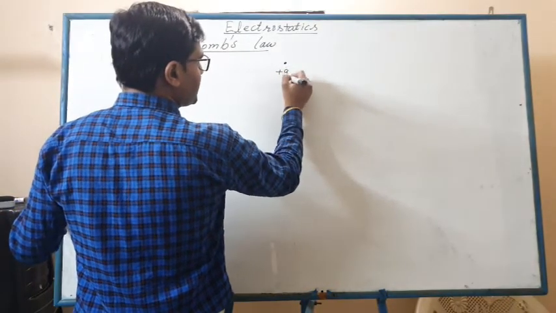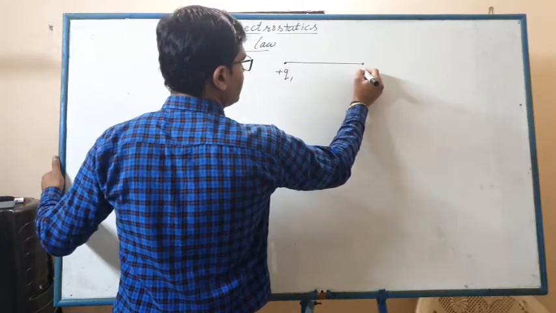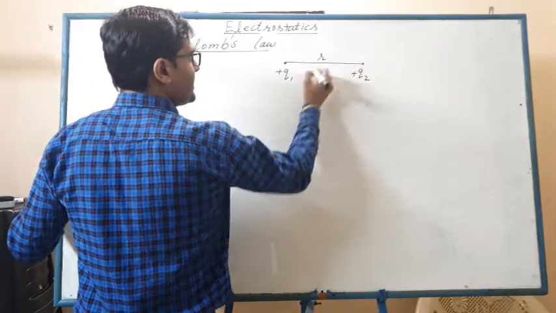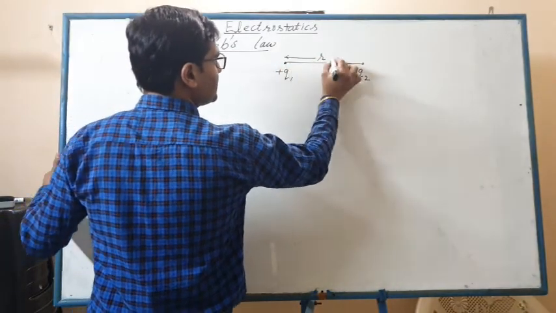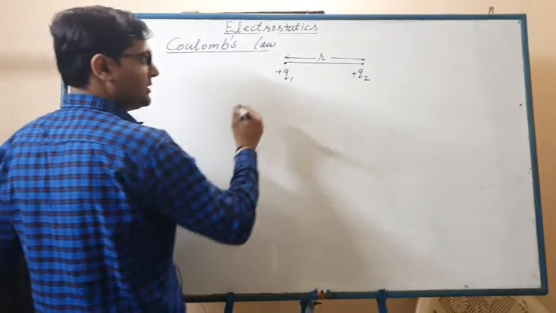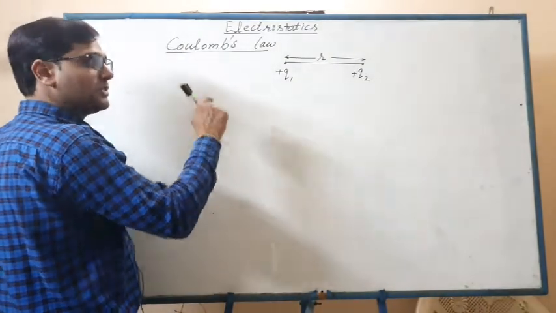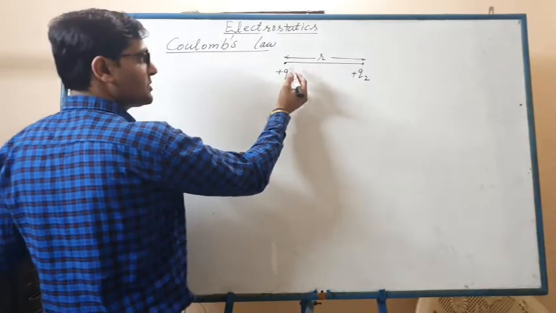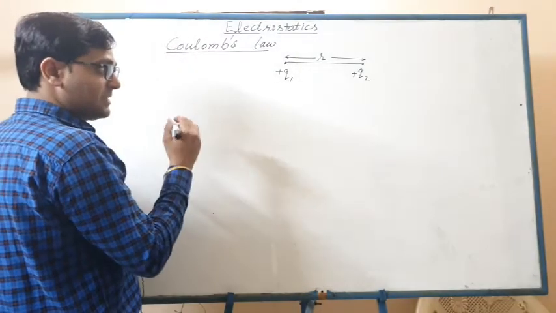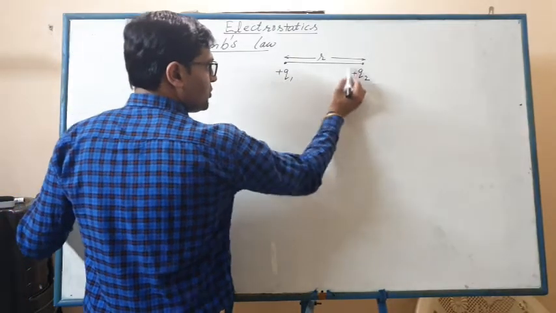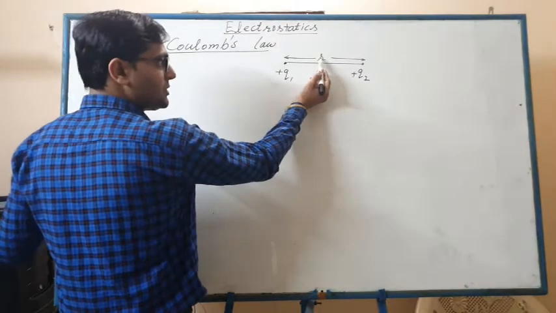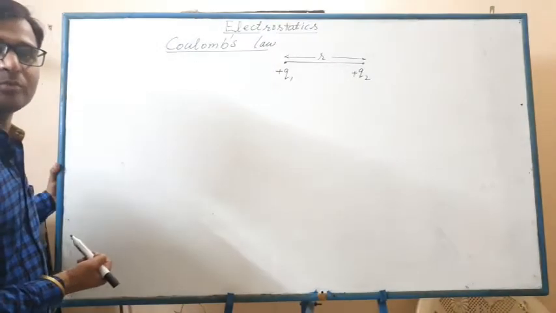These are the two charges Q1 and Q2 separated by a small distance r. Then force of attraction or repulsion, it depends on the nature of charge. So the force exerted between these two given charges is directly proportional to the product of these two charges and inversely proportional to the square of the distance between them.